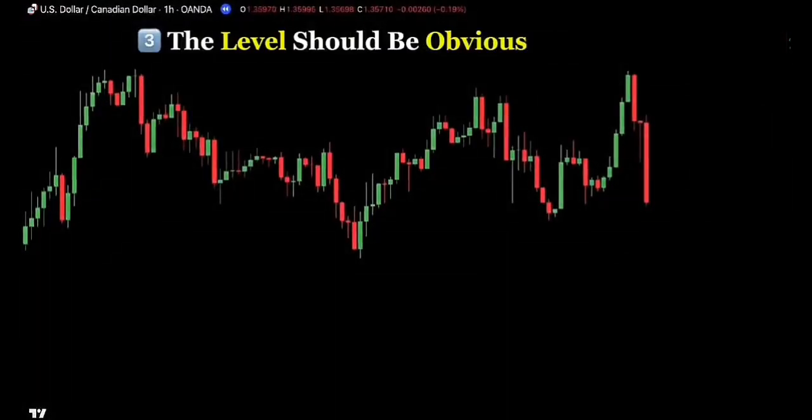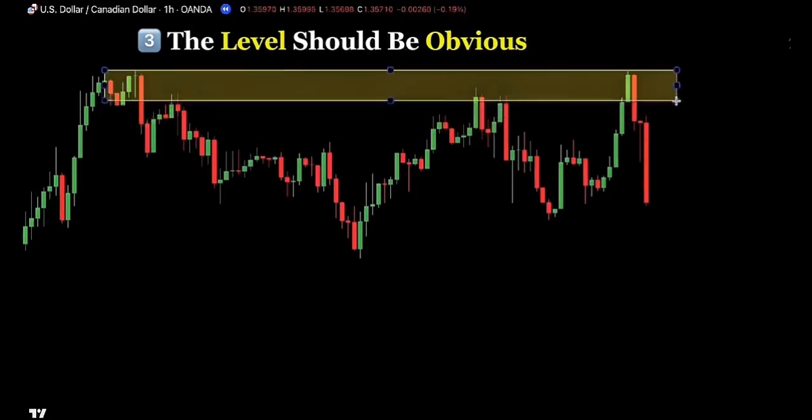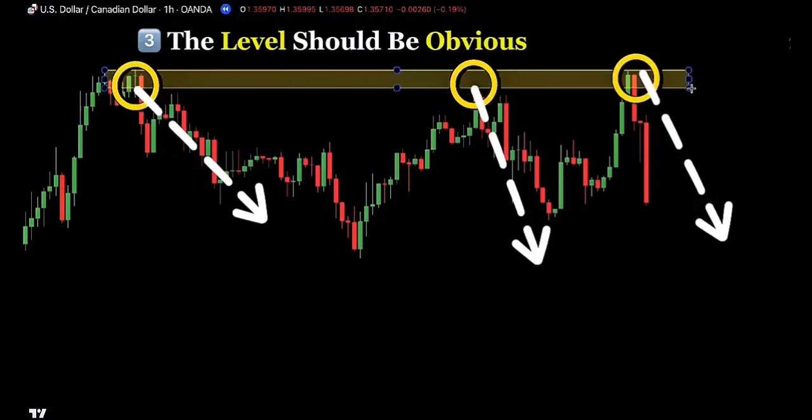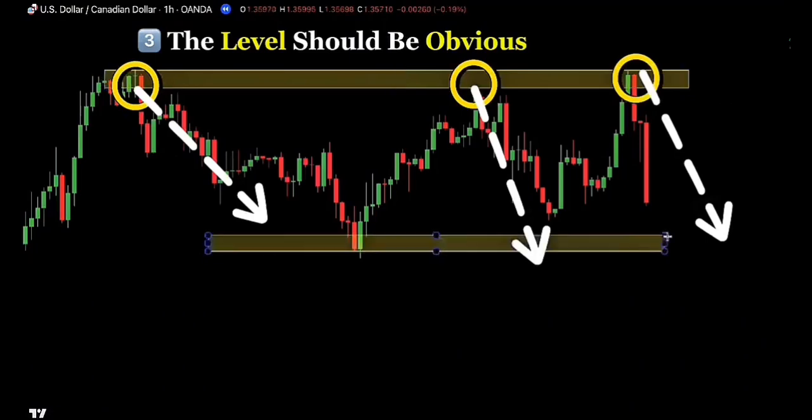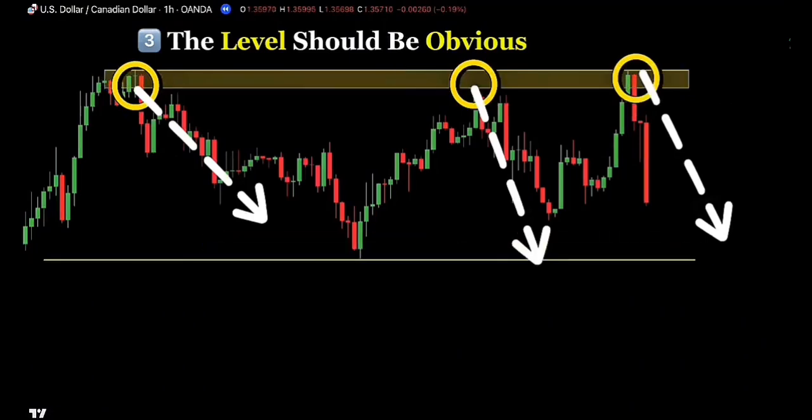The level should be obvious. A strong support or resistance level should stand out immediately. If you have to look too hard to find it, it's probably not significant enough. Looking at the chart, notice how price has clearly reversed from this area multiple times. It's a well-defined resistance level. Similarly, at the bottom, price has bounced strongly, forming an obvious support level.